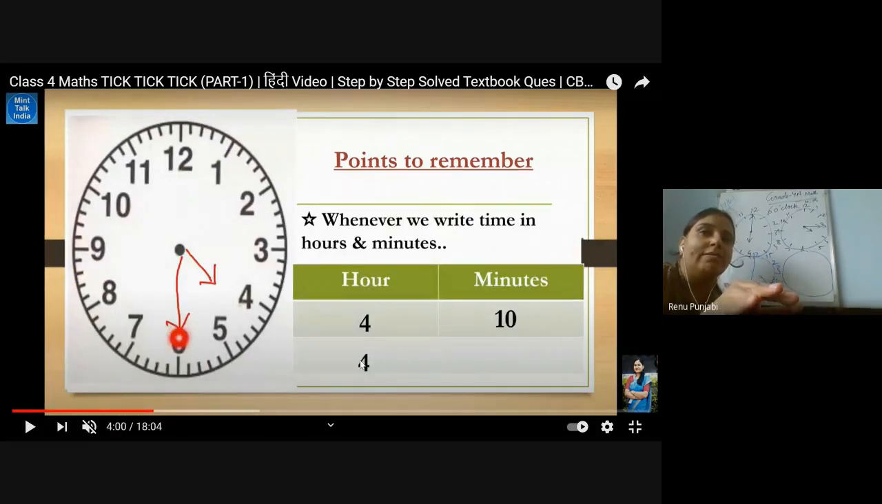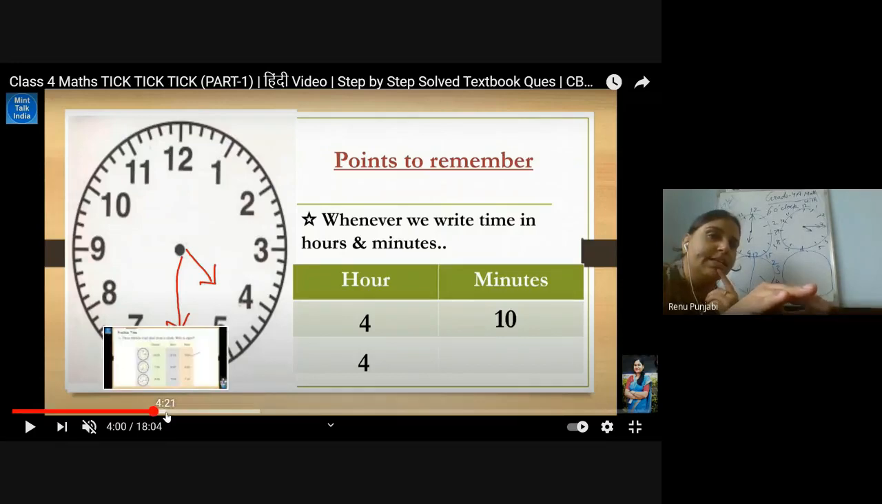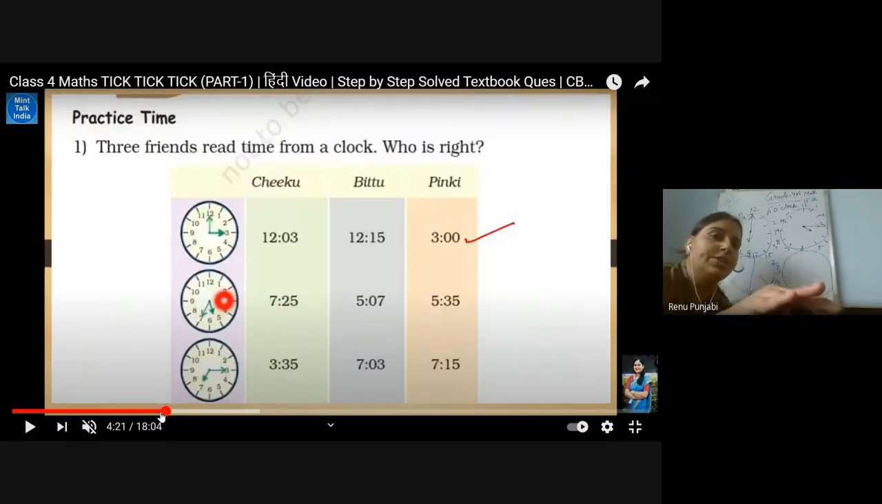We always write hour first and the minutes next. है ना? हमेशा ऐसे ही बोलते हैं ना, 5:15. So 5 is what? 5 is the hours and 15 is the minutes. Or if I say 5:30, 5 is the hours and 30 is the minutes. So always we write hours first and minutes next. And this is the textbook page which is given in your textbook.